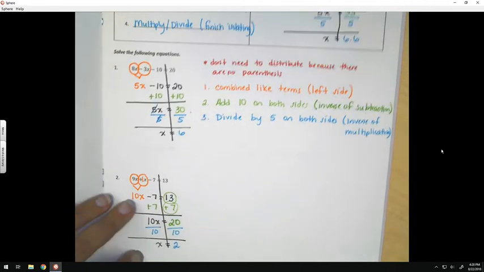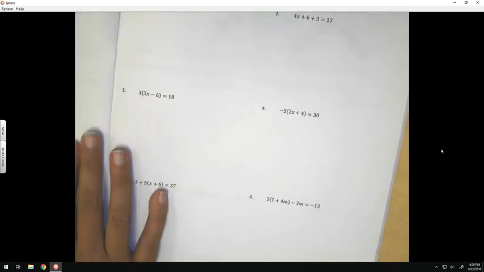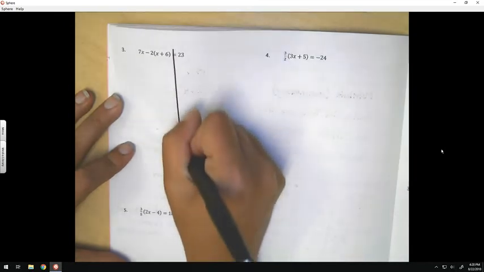All right, let's do maybe 1 or 2 more examples before we're done here. So let's look at an example where we do need to distribute. For example, number 3 on the next page. So go ahead and turn to the next page. In example number 3, I'm going to start the same way. I'm going to draw a vertical line through my equals sign.